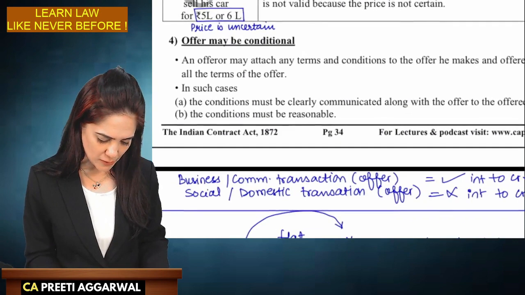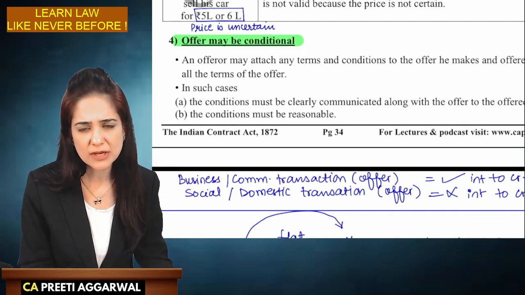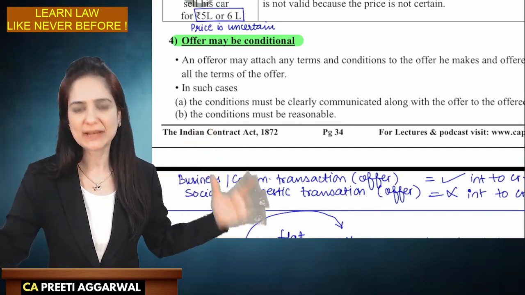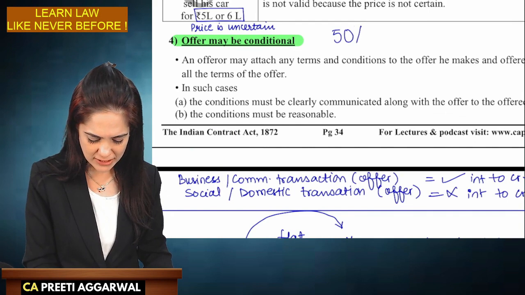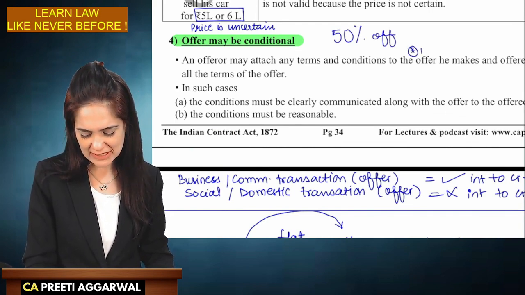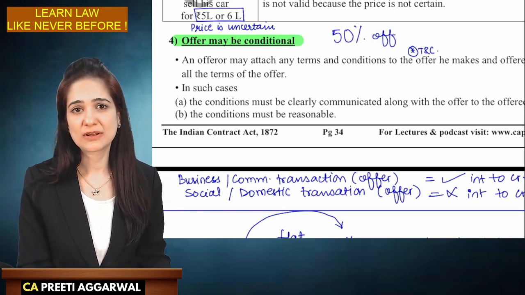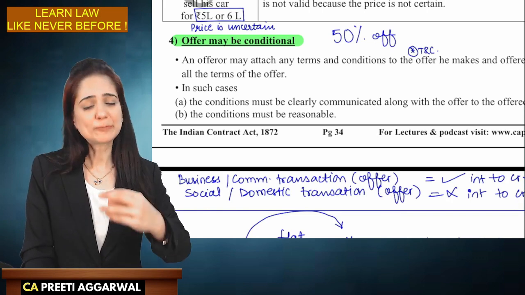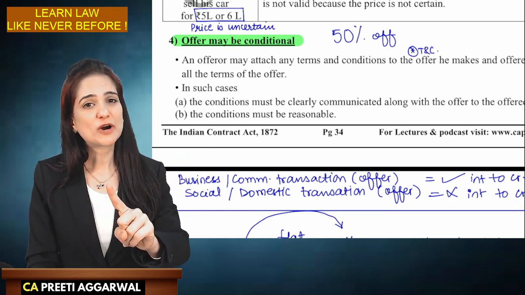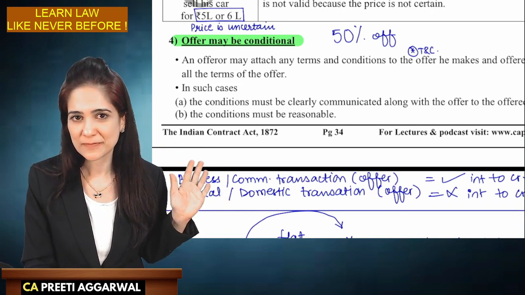Offer may, however, be conditional. Yes, we may attach certain conditions. You must have also seen big, huge ads for sale. So they will say 50% off. But in very small letters, they will put an asterisk and say terms and conditions apply. So yes, your offer may be conditional, but my only requirement is that please communicate the conditions along with the offer. If you inform us about the conditions later, then we are not bound by those terms and conditions.